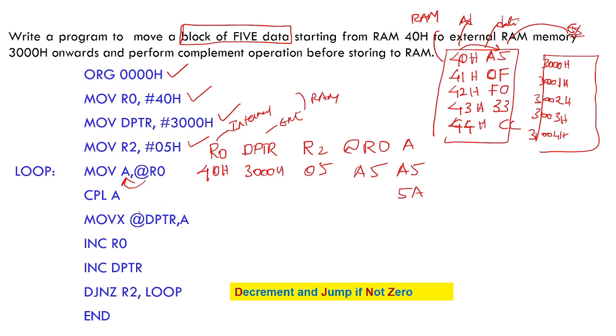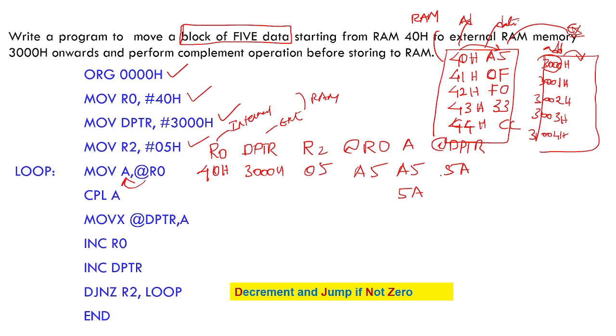Now see, after taking the complement, I am sending this accumulator data to @DPTR. What is @DPTR? You know that this is the address, right? In the address, the data I need to pass is the accumulator data. What is the accumulator now? 5A. The 5A will go to the DPTR address. The DPTR address is 3300, right? So now 3300 will hold the data 5A. Now the logic is performed, right? This is what they ask: we need to transfer the data from internal RAM to external RAM with the complement. So this is the internal RAM and this is the external RAM.